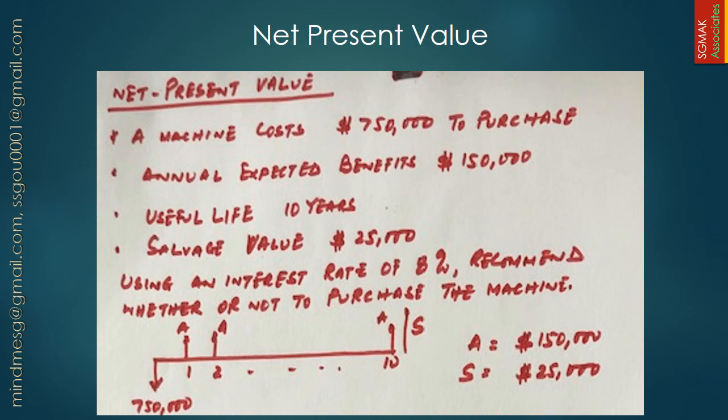Our initial cost, the purchase cost of a machine, is $750,000. Annual expected benefits that you get from the machine, you can think about as net benefit. I didn't bring in any cost here. A typical structure will have an annual cost and annual benefit. We expect benefit to be more than the cost, so that's what we talk about as net benefit. In this case, expected net benefit, take it as $150,000.